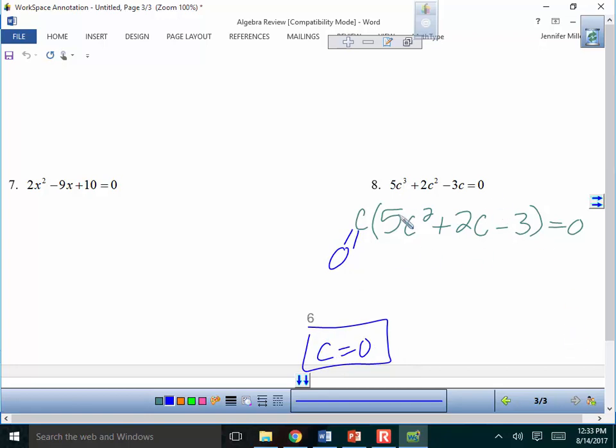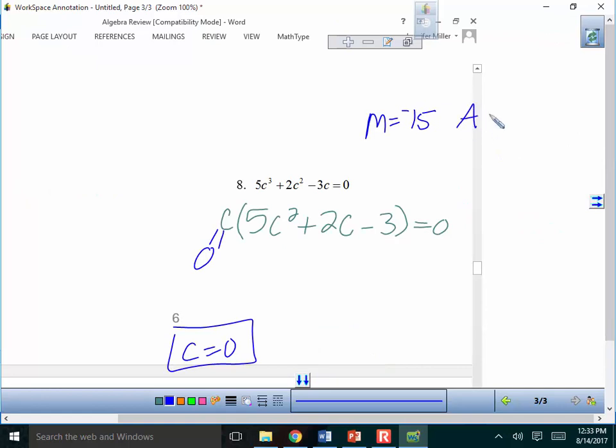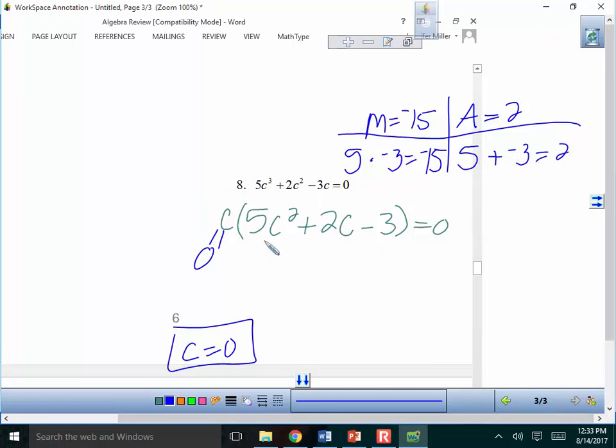And then we factor this middle part out, which means we want to find two numbers that multiply to give us negative 15 and add to give us 2. Do you all know what those two numbers are? 5 and negative 3 is negative 15, and 5 plus negative 3 is 2. So we bring down our first term, 5c squared, and our last term, which is negative 3. Then remember, we break this up into our magic numbers, plus 5c and then minus 3c. And then we would factor what's left by grouping.